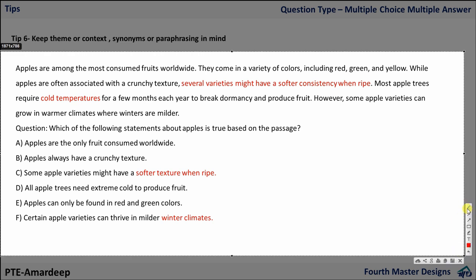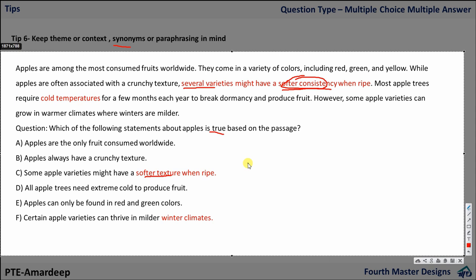So see here, what is written? The statement, which is true. Several varieties might have a softer consistency. Okay, the meaning here is the same. Softer texture. The meaning is the same. The theme of the sentence is the same. We do not have the word texture, but consistency and texture, if you do not know, you won't be able to relate. So you should keep the general theme in mind. Then what I'm saying, synonyms and paraphrasing.